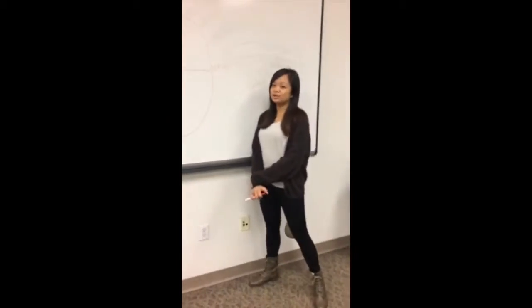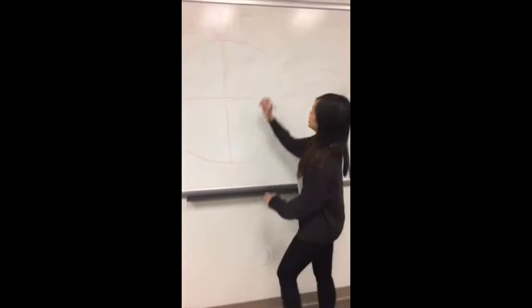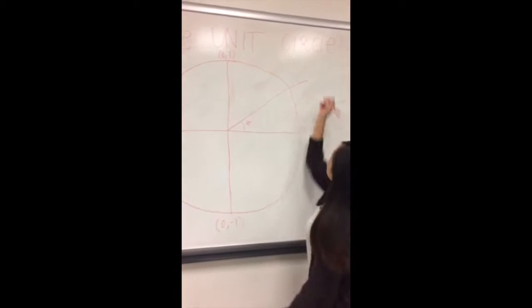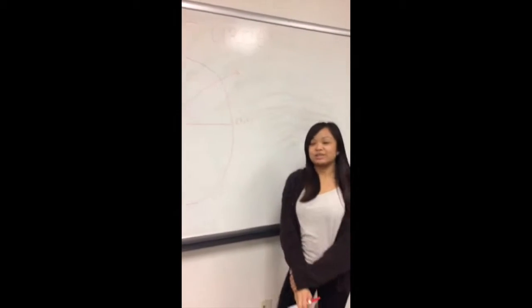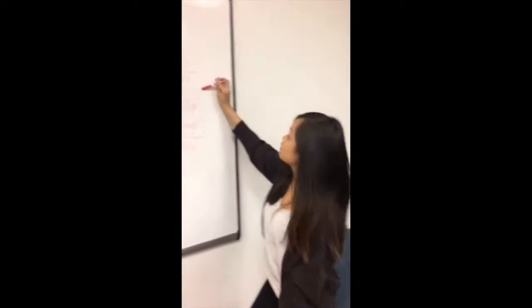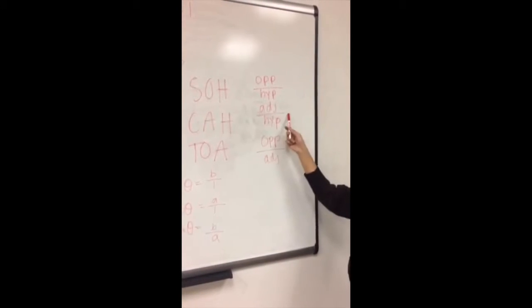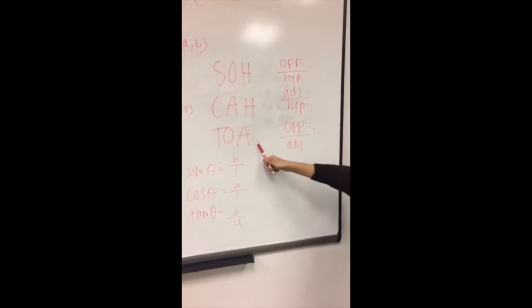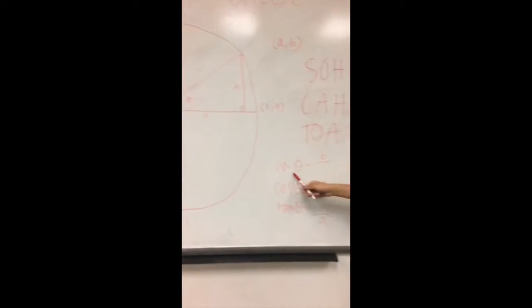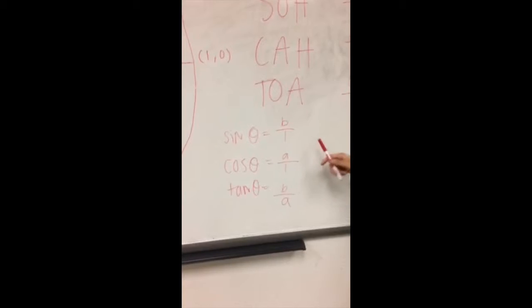For example, we're going to draw an angle in the first quadrant. So the A value would be cosine and the B value would be sine. So we all know SOHCAHTOA, and sine is opposite over hypotenuse, cosine is adjacent over hypotenuse, and tangent is opposite over adjacent. From this right triangle, we can derive these functions.